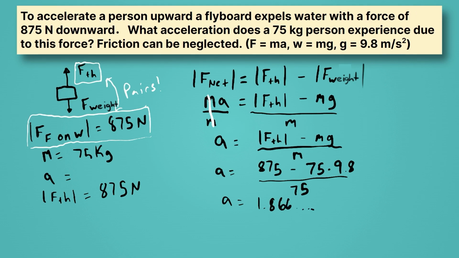Now, we need to round here again for our 2 sig figs because we have 2 sig figs in our mass and 2 sig figs in our acceleration. So we're going to round to the 1 and the 8. That 6 there is going to round that 8 up, and we're going to get 1.9 meters per second squared. Remember, meters per second squared is always our units for acceleration. And there we have it. That man will accelerate upwards at 1.9 meters per second squared.